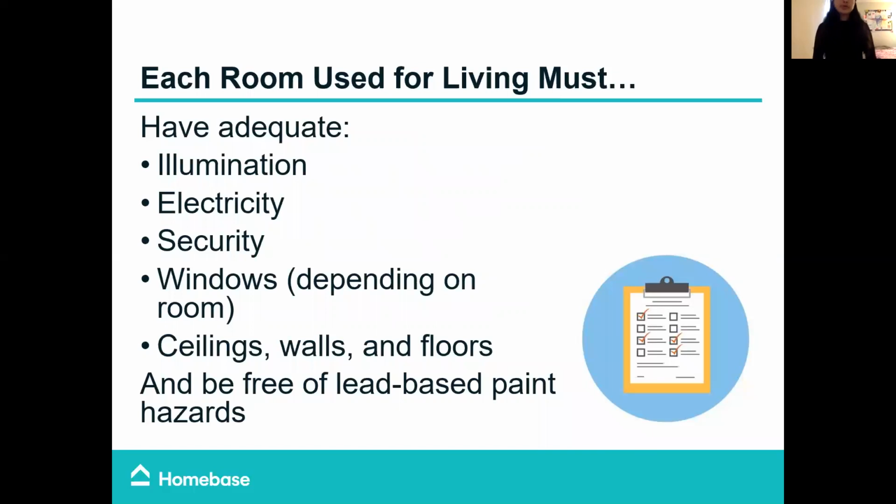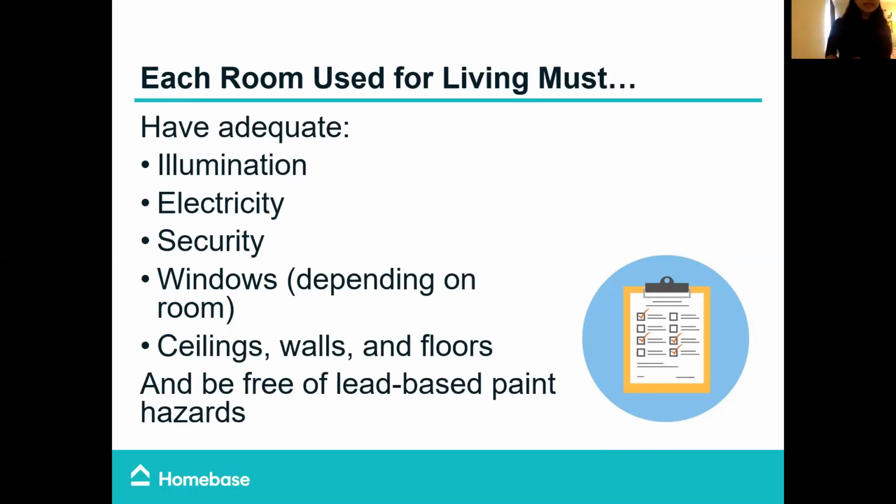So every room used for living must have adequate illumination. Here you're just looking that there's sufficient lighting. This can be either natural or artificial light. With electricity, you want to make sure that all the outlets are working, and you're concerned with electrical hazards and fires. So are there exposed or frayed wires? Are there improper connections? You're checking for overloading capacity.